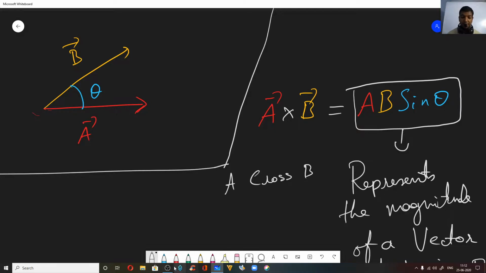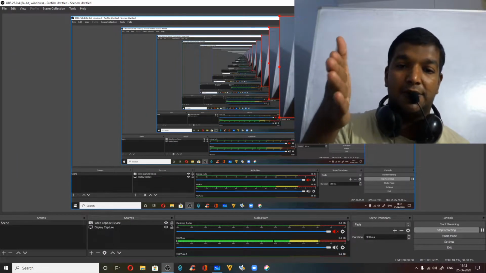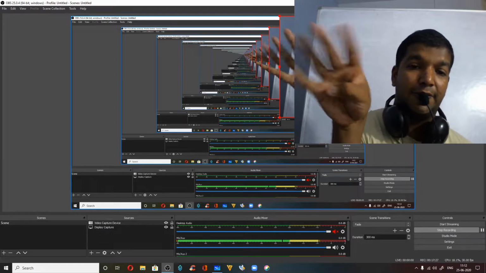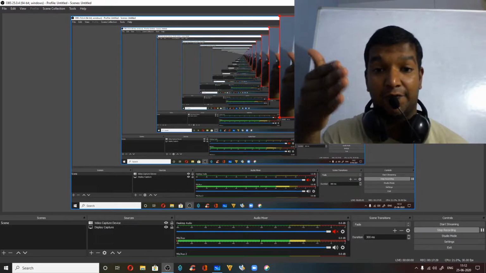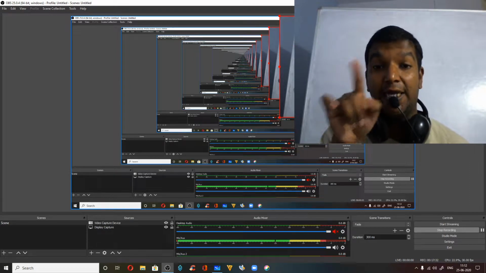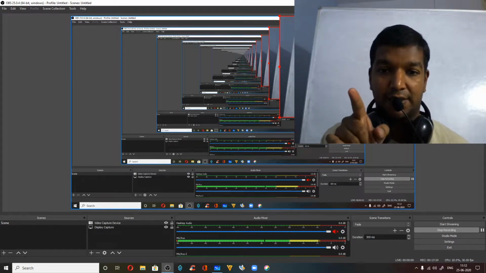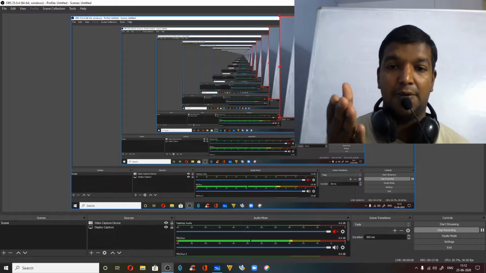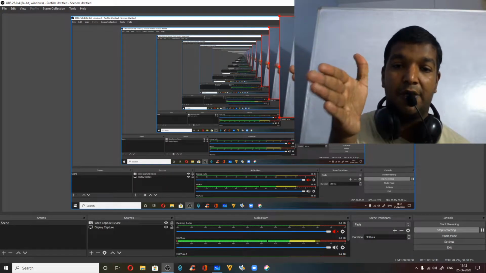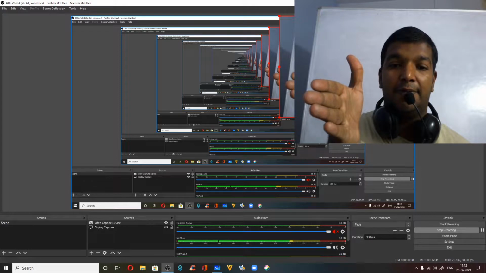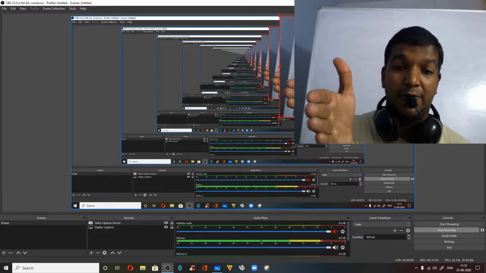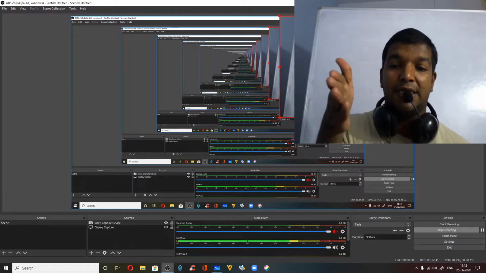So you have to hold your hand like this. These four fingers have to point in the direction of A. Remember I have told A cross B, so A is your first vector. Take A as the first vector, so these four fingers must point towards A. Then take it towards B. When I say cross B, you should turn these four fingers towards the direction of B.